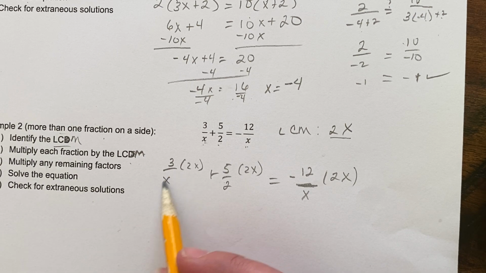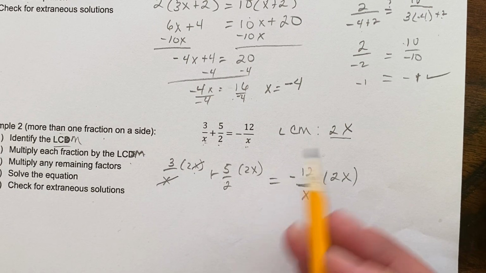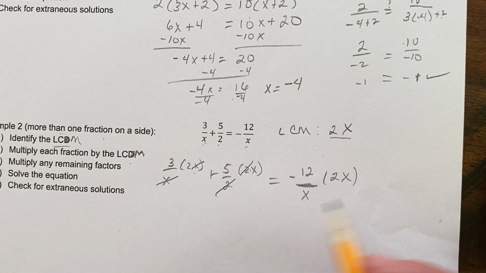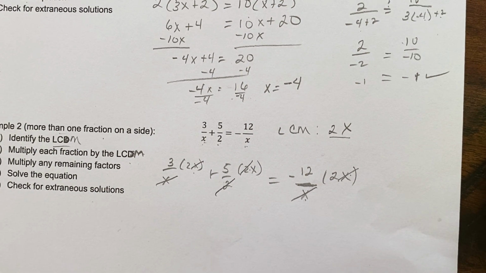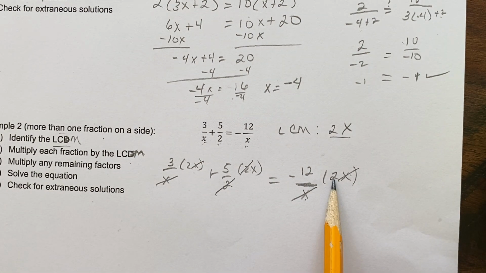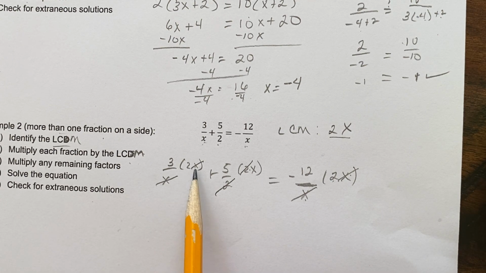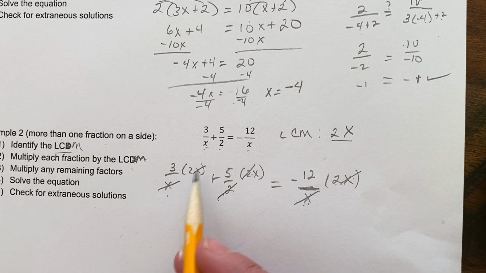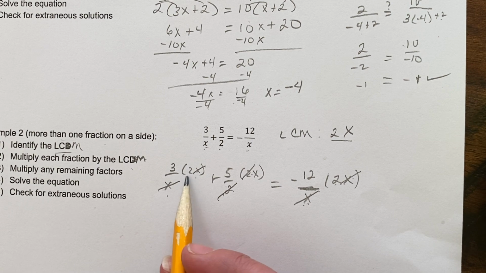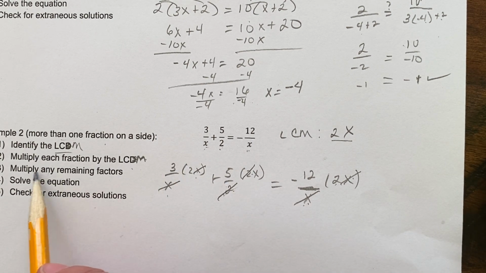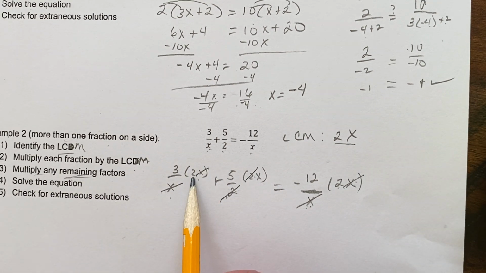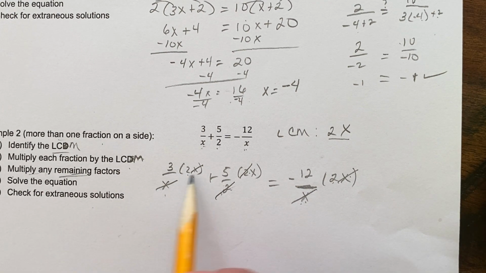So when I do this to start with, the x and x will cancel. 2 and 2 will cancel, and x and x here will cancel, okay? So at this step, when you multiply it, at least everything should cancel in the denominators. Sometimes they may all cancel, but sometimes you're left with remaining factors, like the 2 here still remaining. So this is where we're going to multiply anything left.